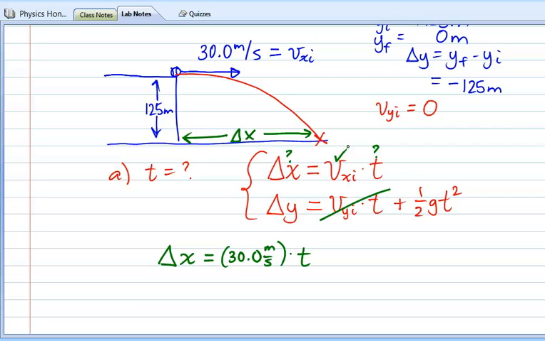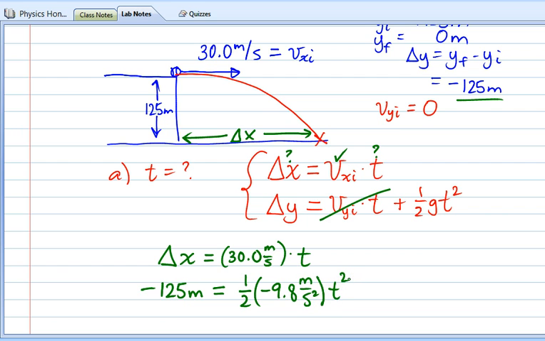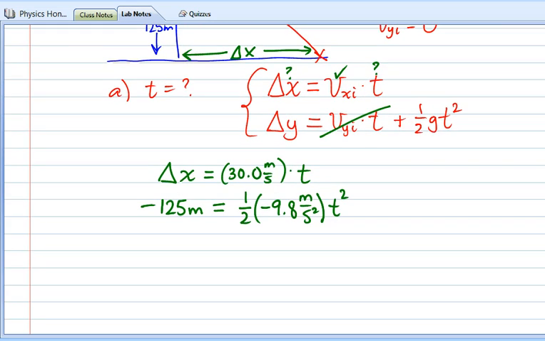So that's why we have the second equation. Delta y equals 1/2 gt squared. And we know that delta y is negative 125 meters. So that's going to be equal to 1/2 times g, which is negative 9.8 meters per second squared, times t squared. Okay, so here's how this works. We have negative signs on each side.